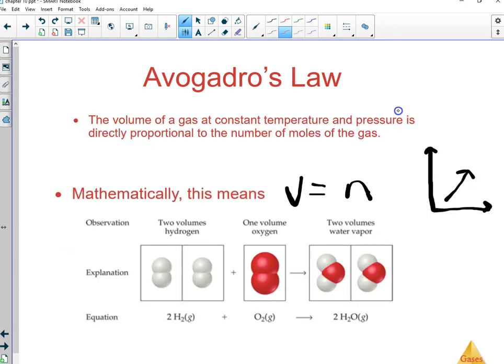All right, then I do not have anyone related to me with the name Avogadro. But that would be cool if I did.